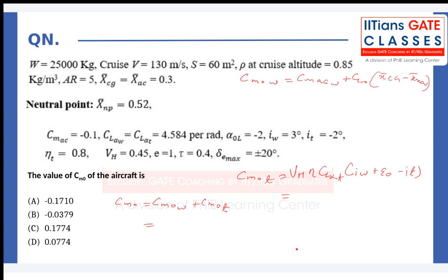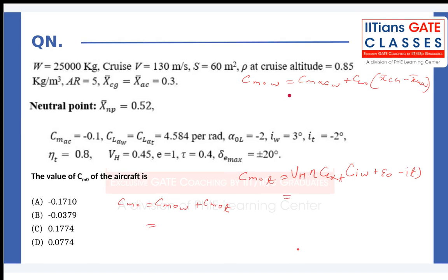Okay, so you have the equations for Cm naught wing and Cm naught tail. Can you tell me the values? What is Cm naught tail, Cm naught wing? And then we just need to add it up. Okay, yes. This is minus 0.1. What about Cm naught tail? Okay, 0.2253. Okay, what about the others? I'm getting a different answer. I just want to see if I've made a mistake or you have. What about the other Cm naught tail?